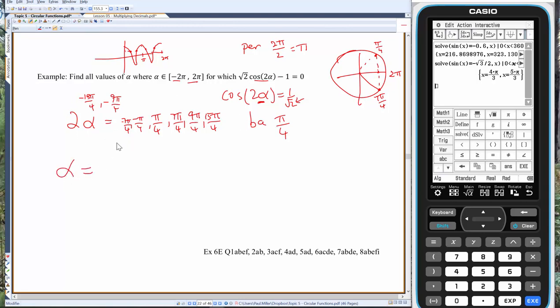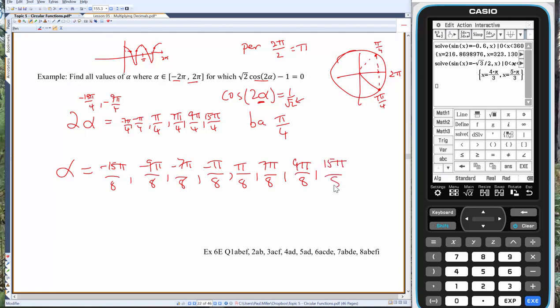So alpha equals, when I divide negative 15 pi on 4 by 2, it's negative 15 pi on 8. Negative 9 pi on 8, negative 7 pi on 8, negative pi on 8, a bit tedious, pi on 8, 7 pi on 8, 9 pi on 8, 15 pi on 8.